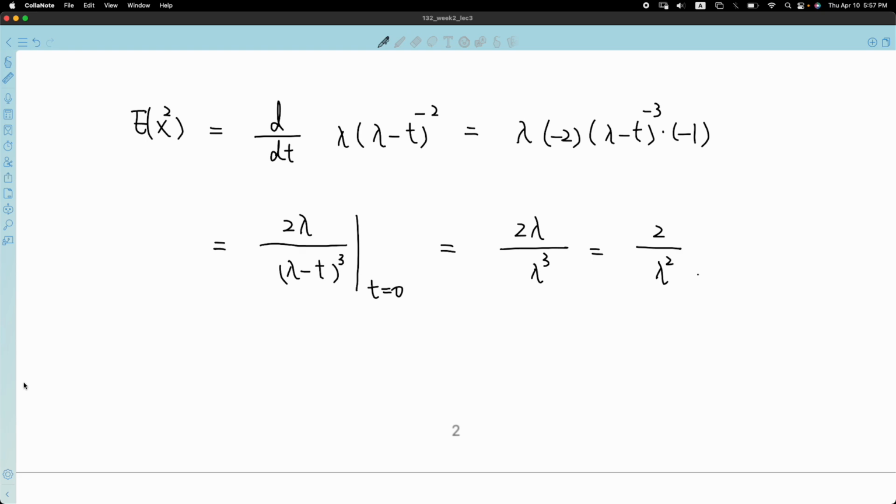And now, for completeness, the variance of x for x following an exponential distribution. This is the second moment, 2 over lambda squared, minus 1 over lambda squared, and that is 1 over lambda squared. So this should be the same thing that we had on Tuesday. Yeah, so I think it is relatively easier to calculate these two terms. Any questions or comments?